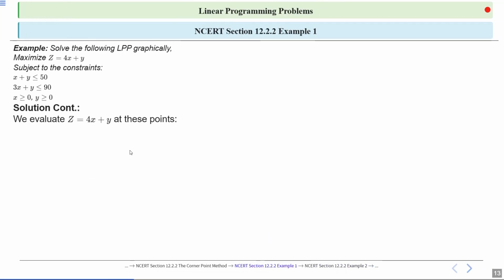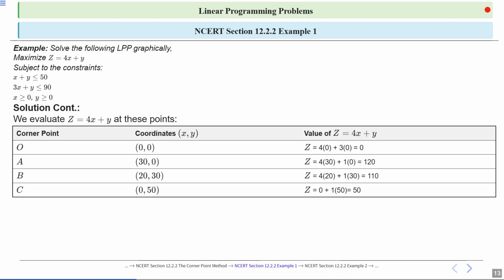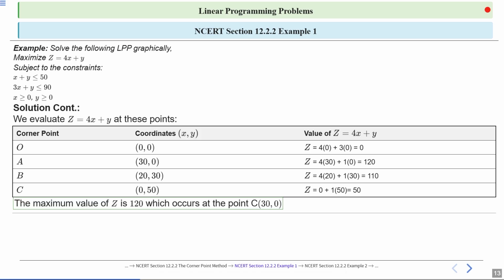So we now evaluate z equals 4x plus y at the points. To find the optimal value of z equals 4x plus y, we evaluate at each corner point by substituting the x and y values into the equation. At point O (0, 0), z equals 0. At point A, z equals 120. At point B, z equals 110. And at point C, z equals 50.